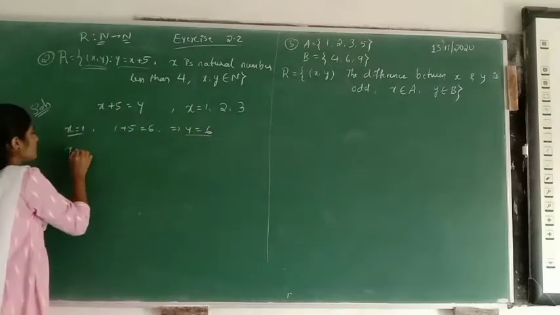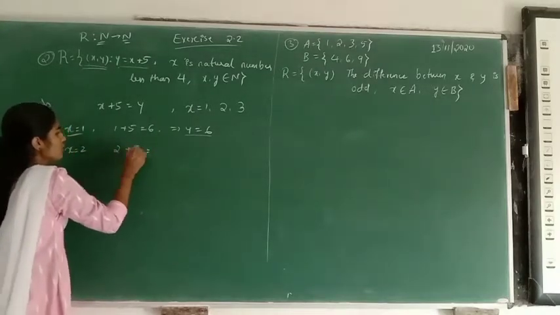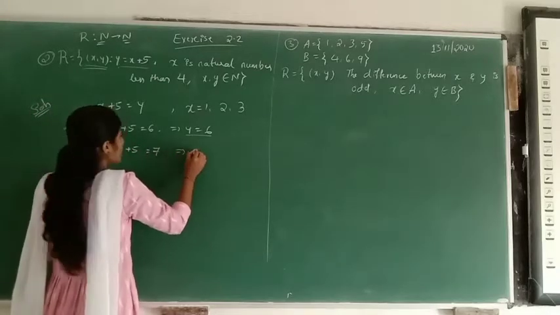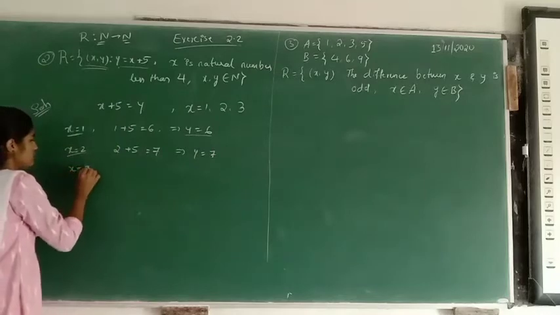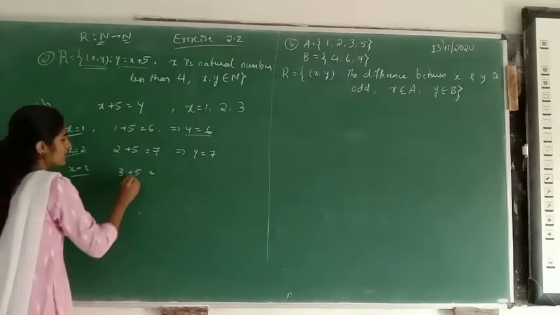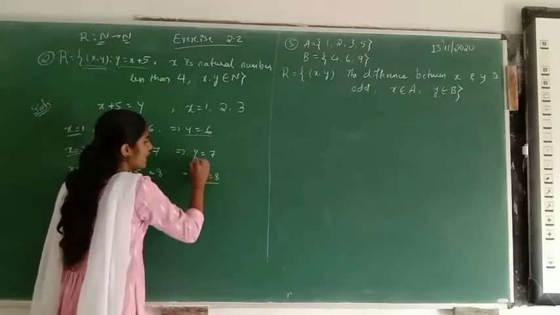Now let's check for x is equal to 2. That is 2 plus 5, which is equal to 7, which implies y is equal to 7. Whenever I substitute x is equal to 3, that is 3 plus 5, which is 8, which implies y is equal to 8.